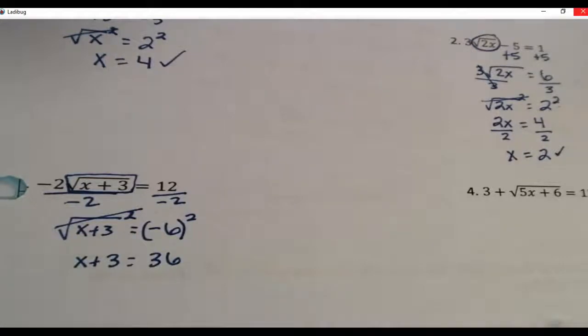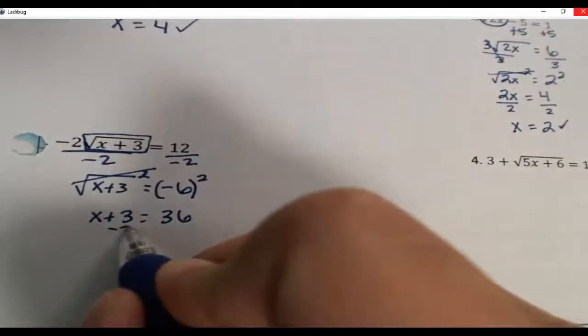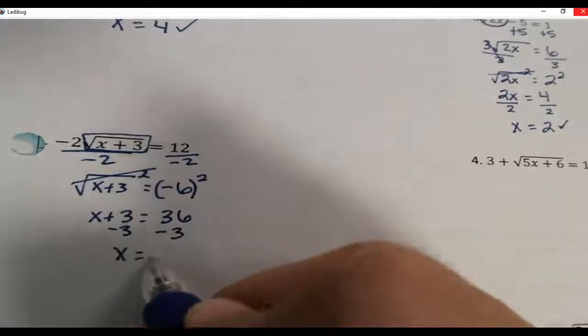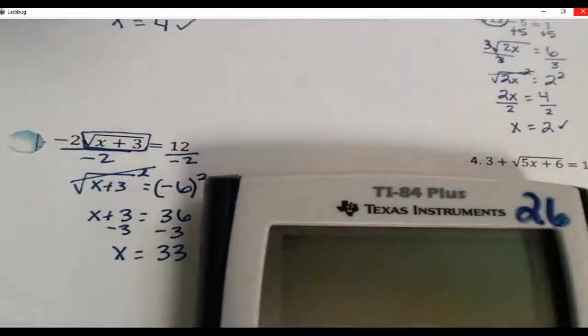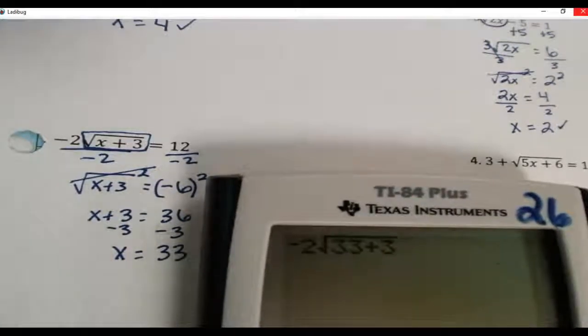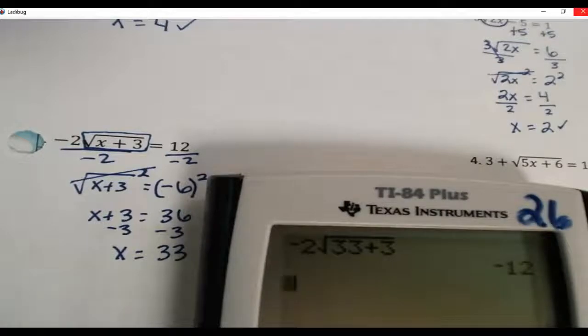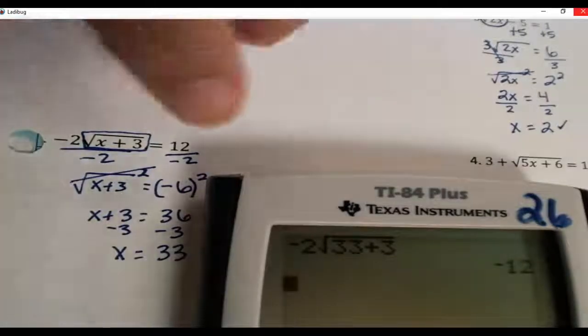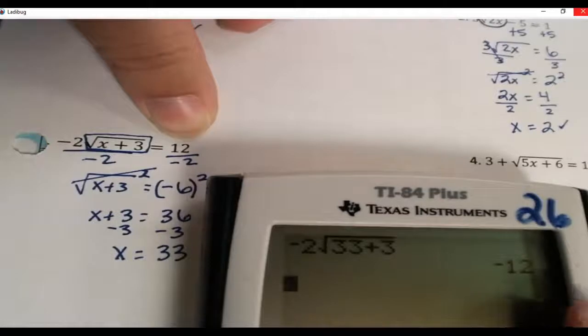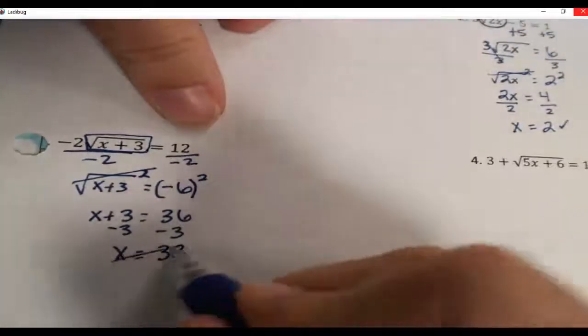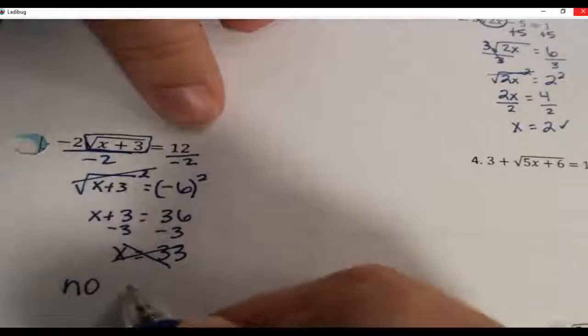And then what would be my last step? You got it. So then we get 33. So then we want to type it in, make sure we get 12. So -2 square root of 33 plus 3. And I get -12. Yes. So I want it to equal 12, but it equals -12. Are those the same things? No. So then 33 does not work, and so we have no solution.